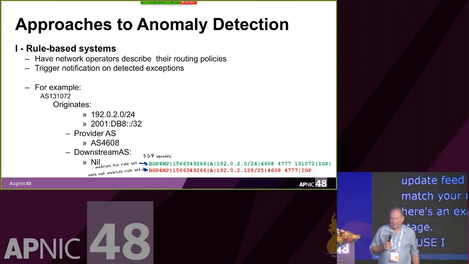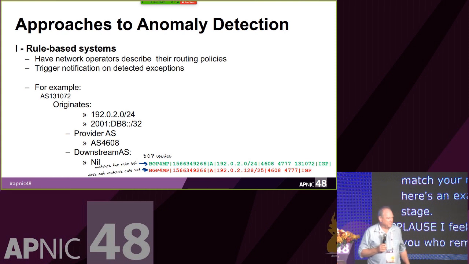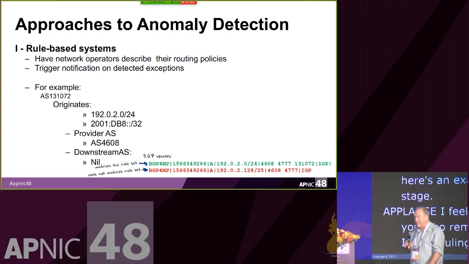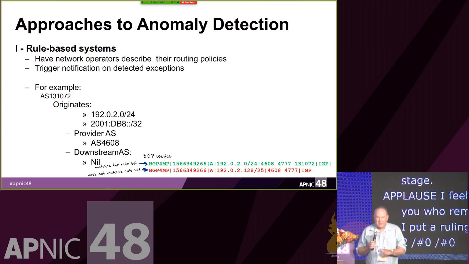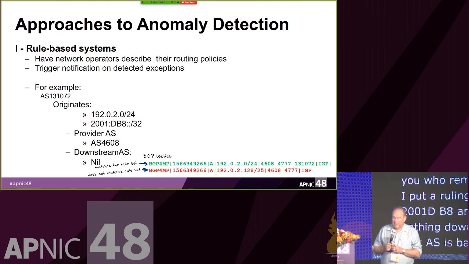My AS is 131072, and for those of you who remember the dot notation, that's 2.0. I put a rule in, and I say, if I originate 192.0.224 or 2001:DB8, and the next hop AS is 4608, and there's nothing downstream, that's normal. Any other use of that AS is bad. And so here's two updates.